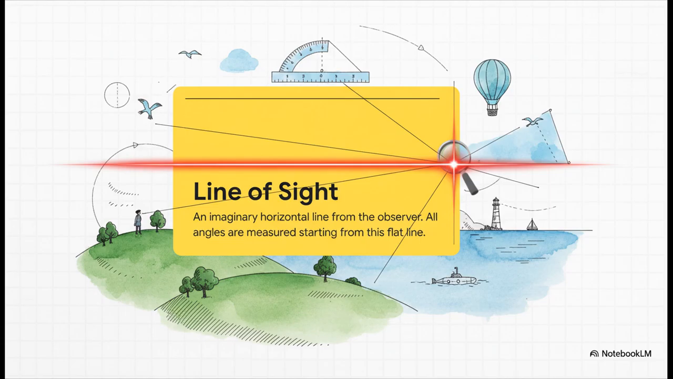Before you draw anything else, before you even think about numbers, you have to establish this line of sight. Just picture an imaginary laser beam shooting straight out from the observer's eye, perfectly parallel to the ground. Every single angle we are about to discuss starts from this one non-negotiable line.